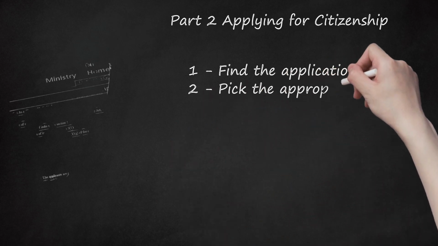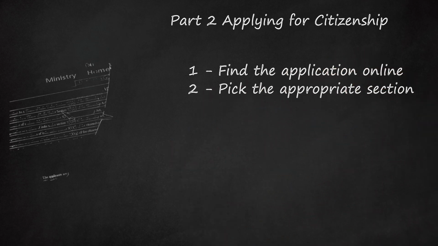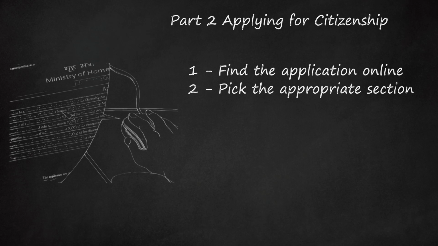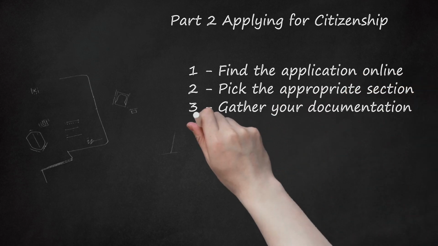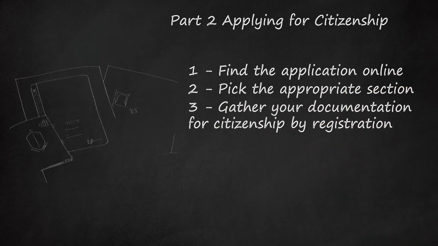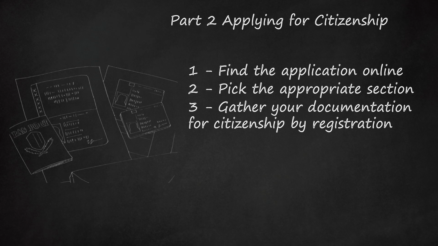2. Pick the appropriate section. Using the information provided in the first section, find the appropriate section. Clicking on that section will bring up a page detailing what documentation you need to provide. 3. Gather your documentation for citizenship by registration. In general, you need a copy of your passport from another country, as well as a copy of your residential permit, otherwise known as an LTV. From there, what you need deviates a bit.